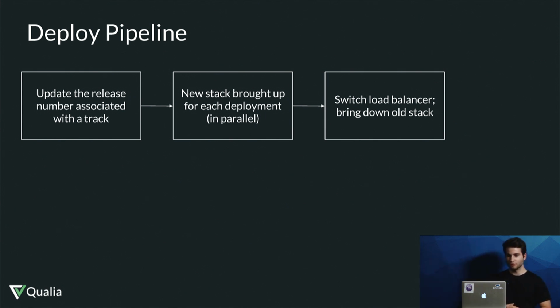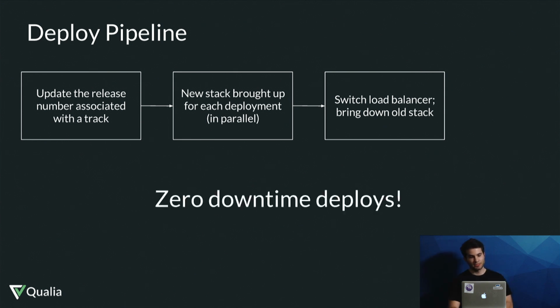And so what it'll do is bring up a stack for each deployment in parallel, and then wait for certain health checks to pass on each of the deployments. And then when it does, we switch the load balancer to point to the new stack, and then we bring down our old stack. So all of this happens very quickly, and it happens with essentially no downtime. So what's cool for our customers is that we're able to deploy code with essentially zero downtime. So if we needed to, we can deploy code midday if there's some critical bug that we need to fix.